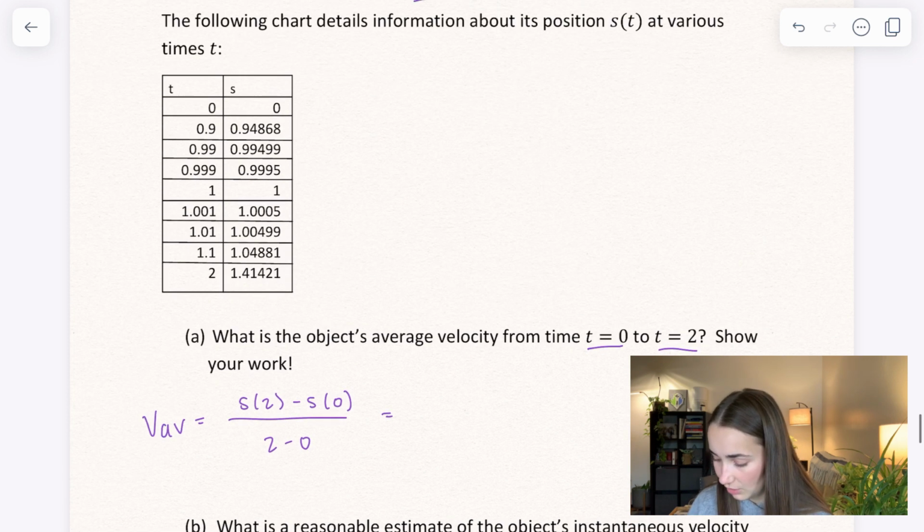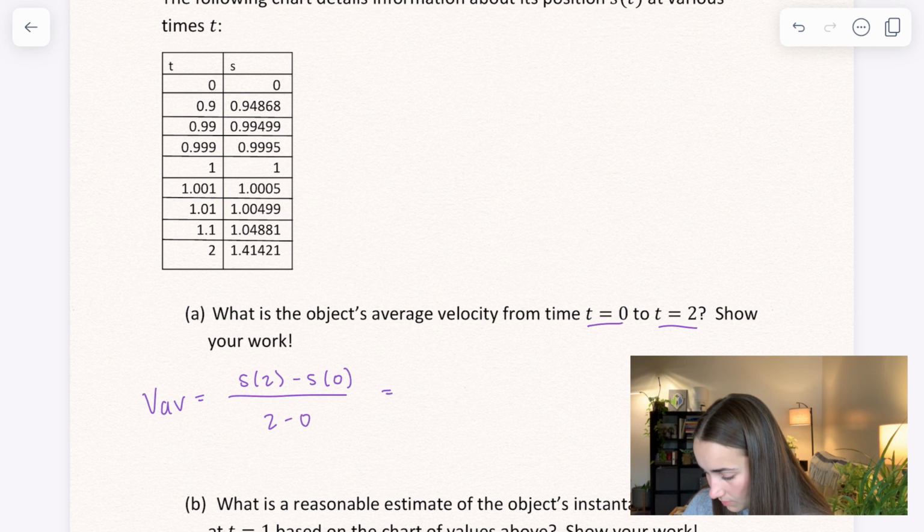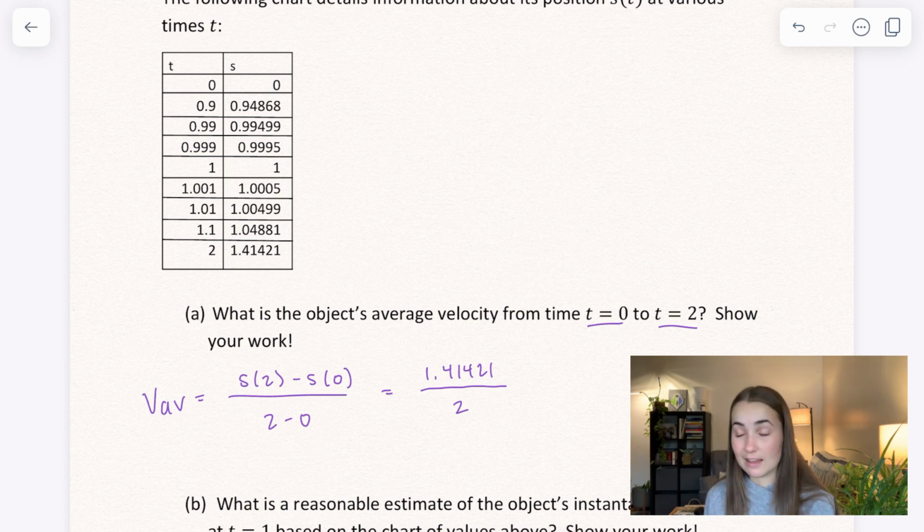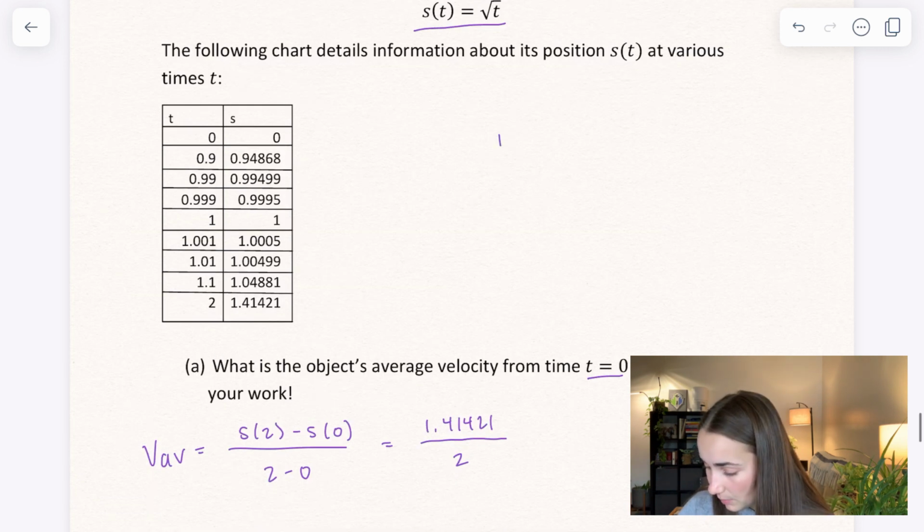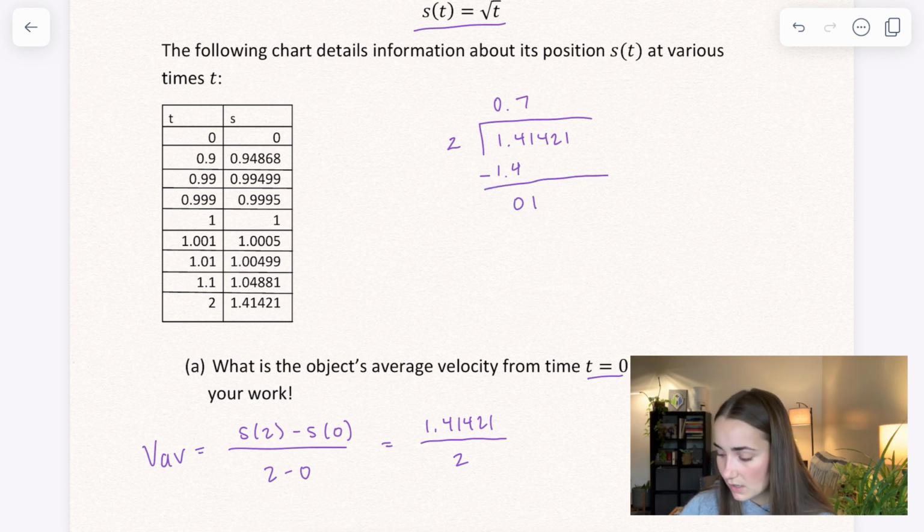We can go ahead and just look at our chart, right? So s of 2 is equal to 1.41421. 2 minus 0 is equal to 2. This could potentially be enough, but if you needed to, you could always whip out long division. I cannot plug 2 into 1, right? So that's going to be 0 point. And now I'm going to pretend that's a 14. So 2 goes into 14 7 times. And again, 2 cannot go into a value of 1, so that's going to be 0, and I'm going to drop down the 4. And so now here, 2 can go into 14 7 times.